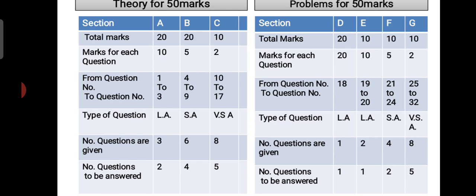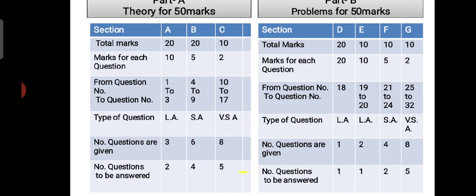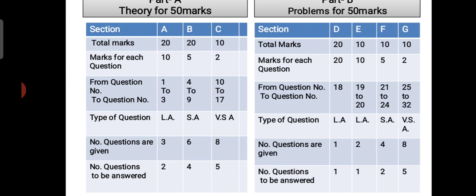And types of questions. What type of question is it? Section D, long answer question. Section E, long answer question. Section F, short answer question. Section G, very short answer question. Long answer question means it is a problem; we can't say in number of lines. So the entire problem you have to answer. And E is also a problem. In this E section, you will get problems.